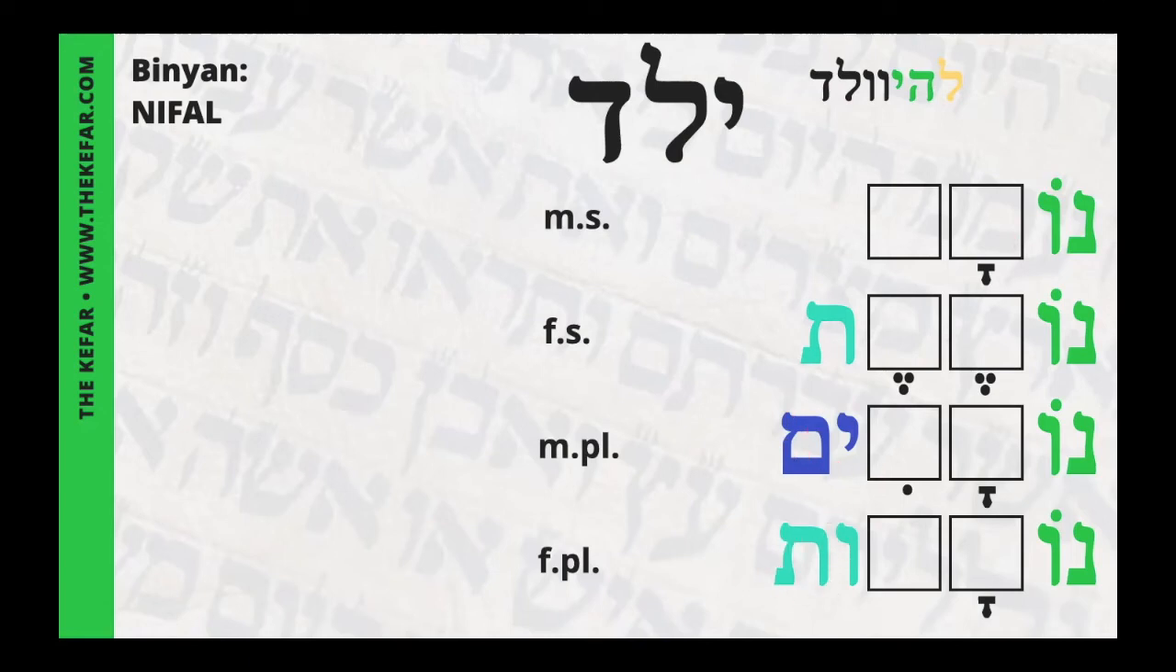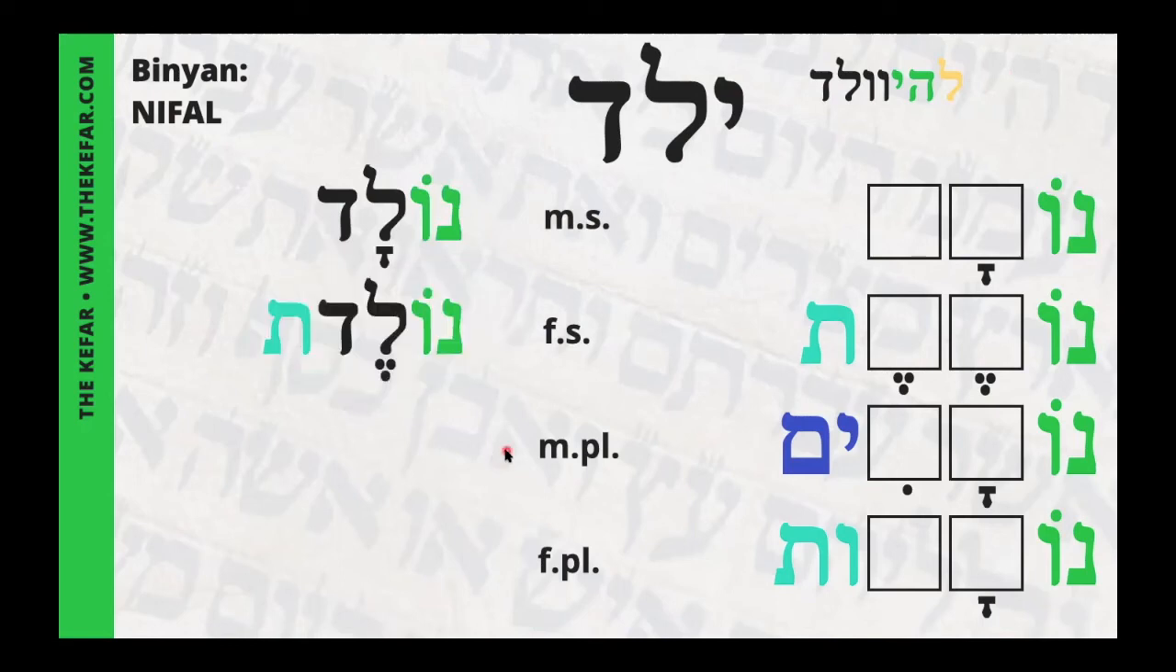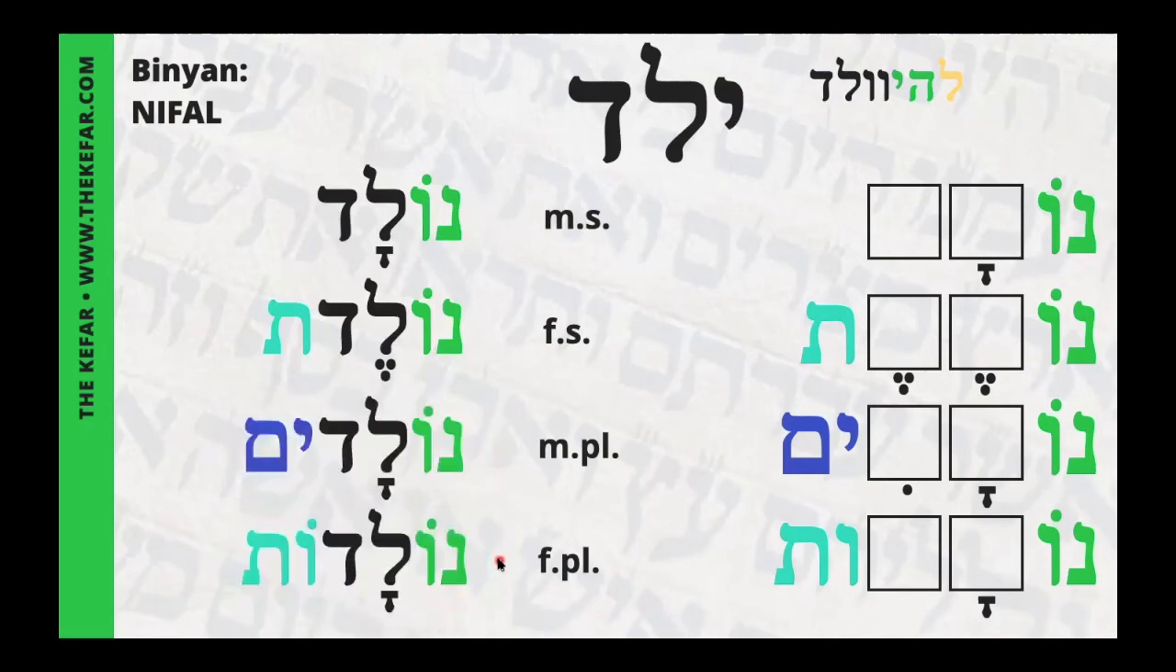So if we plug in our root letters, and again, we're only using the last two, we're not using the yod. For masculine singular, we have nolad. For feminine singular, we have noledet. For masculine plural, we have noladim. And for feminine plural, we have noladot. Okay, and again, we have just the lamed and just the dalet. We don't have the initial yod, so only the last two letters of our shoresh. Okay, it doesn't appear in the present tense conjugation and actually doesn't appear in any of the conjugations, but we'll talk about those later. Okay, so again, nolad, noledet, noladim, and noladot.